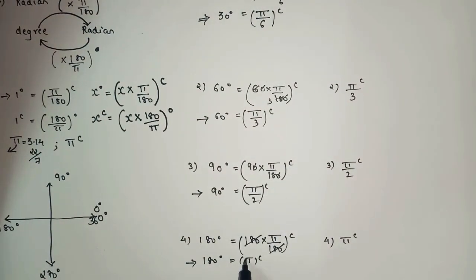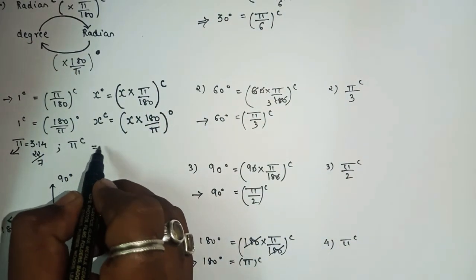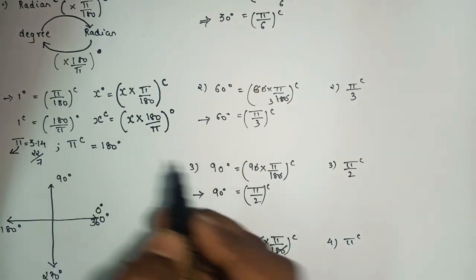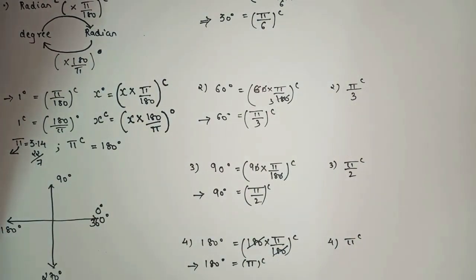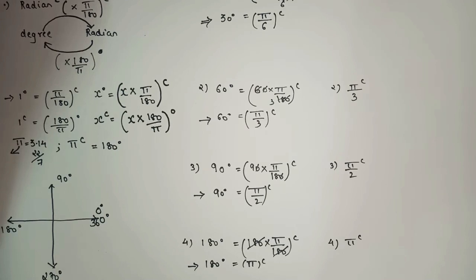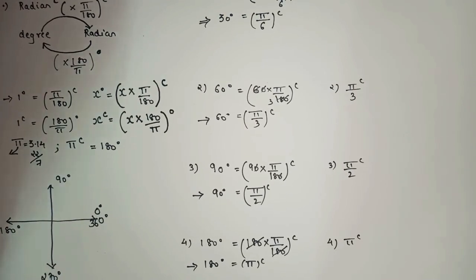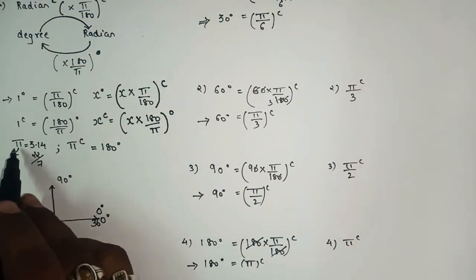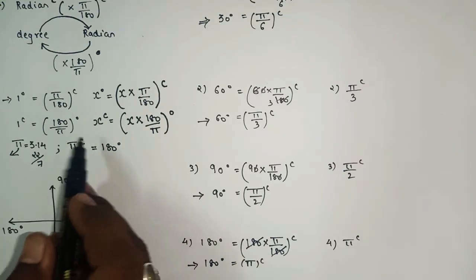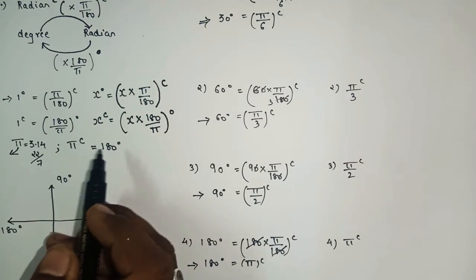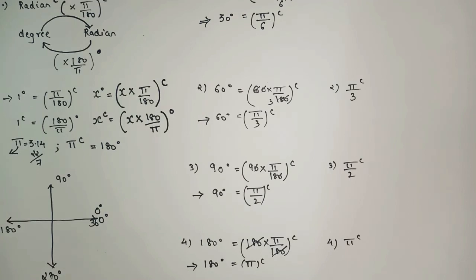So here can I say this pi c, actually it is what, 180 degree, yes or no? Got the point? So your pi is different and your pi c is different. This pi c is actually 180 degree, and this pi is a constant.